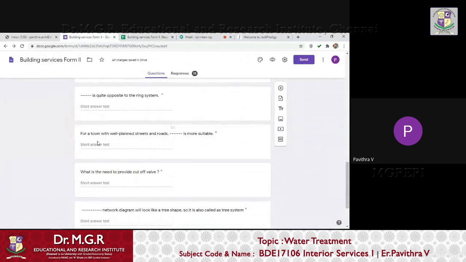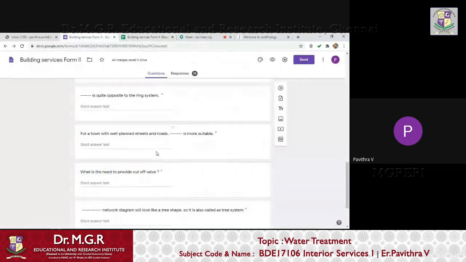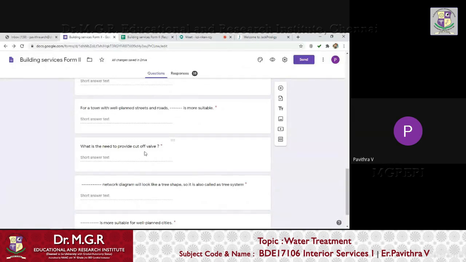For a town with well-planned streets and roads, dash is more suitable. So the ring system is the answer. Some of them have given the right answers. What is the need to provide the cutoff valve? To regulate the flow of water, I am going to provide the cutoff valve.